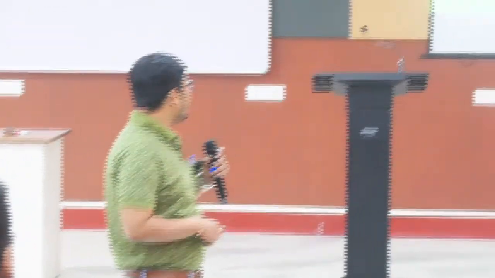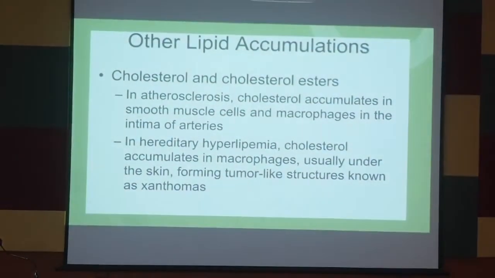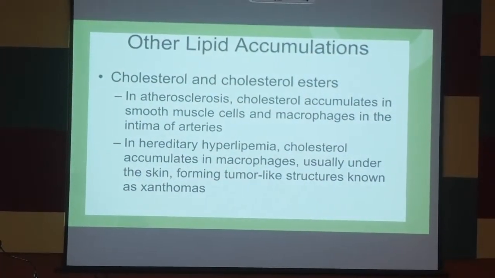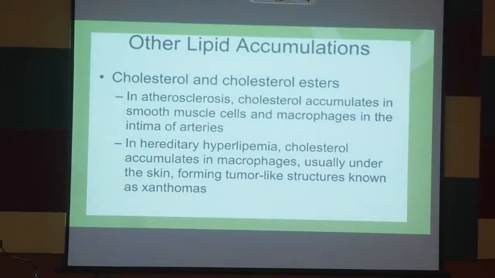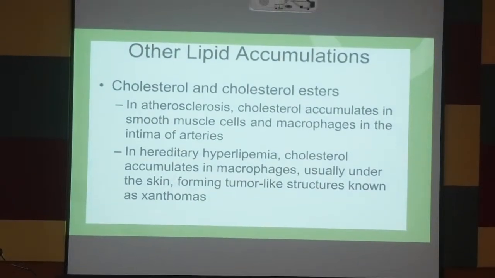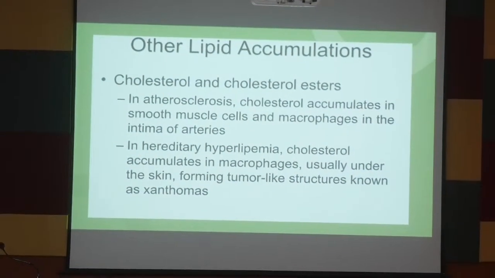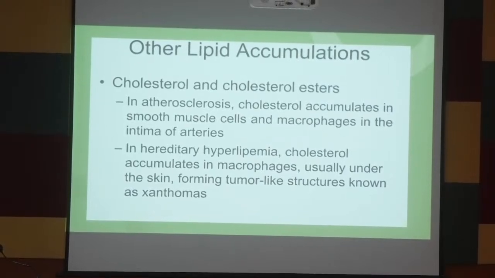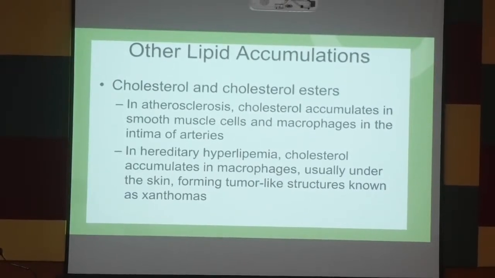So this is called atherosclerosis, and the cholesterol accumulates in smooth muscle cells and macrophages in the intima of the artery. And in hereditary hyperlipemia, cholesterol accumulates in macrophages, skin. We have tissue macrophages present inside our skin and subcutaneous tissue. Those are commonly named as APC, antigen presenting cells, or histiocytes.